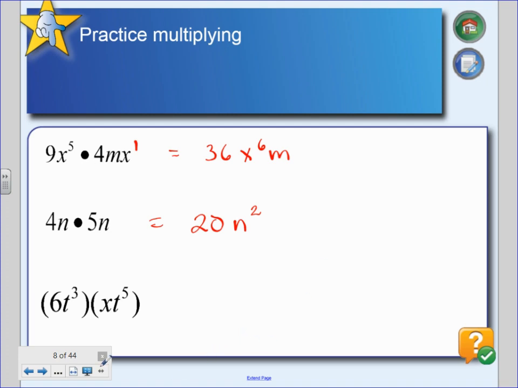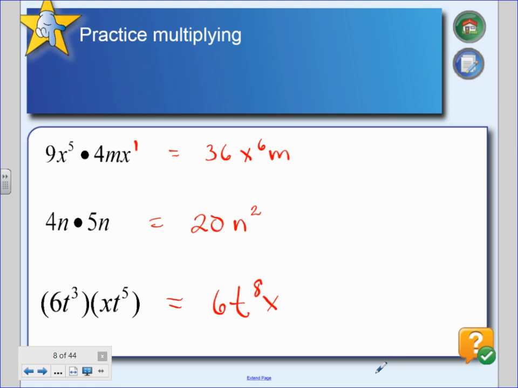And 6t cubed times xt to the fifth. Interesting. All right. So do these parentheses matter? That's what I want to ask you. Do these parentheses matter? And the answer is no. By what property? The associative property says that these parentheses don't matter because the operation is all multiplying. So I'm going to go that's 6 times t to the 1, 2, 3, 4, 5, 6, 7, 8. T to the 8th power. 3 plus 5 is 8.